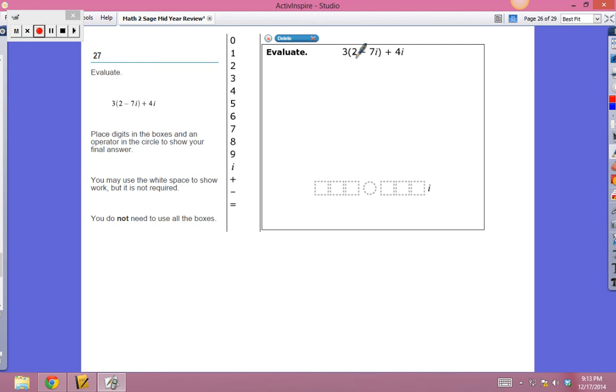We're just doing these right now. Evaluate. This is a multiplication problem, so 3 times 2, that's going to be 6. 3 times a negative 7i is going to be a negative 21i, plus 4i. Add your like terms. Negative 21 imaginaries and 4 imaginaries. That's going to be 6 reals and a negative 17 imaginaries. So 6 minus 17i.